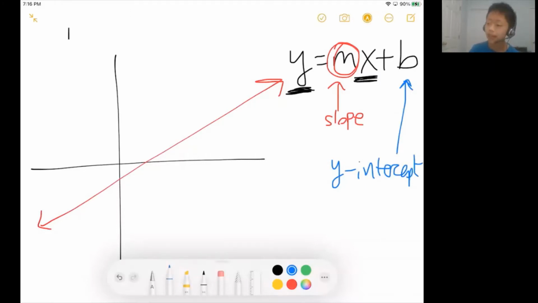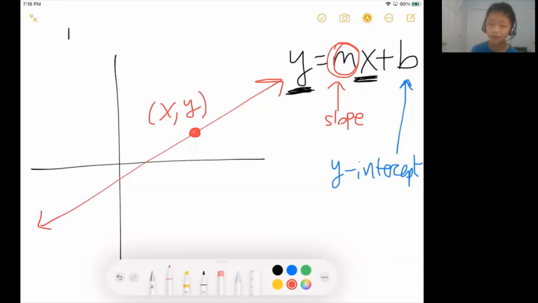And what this equation, y equals mx plus b, mathematically means is that for all the points x comma y on the line, if I have a point x comma y on the line, then if I were to plug in x and plug in y into the equation y equals mx plus b, it must satisfy.